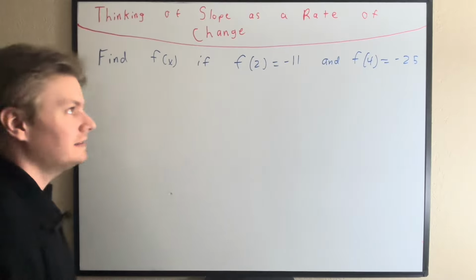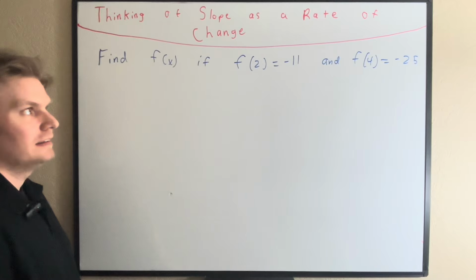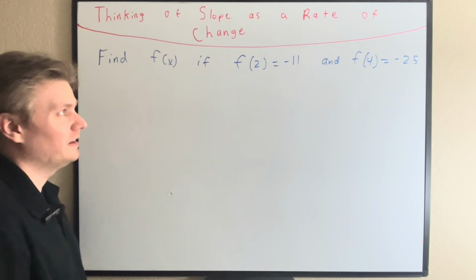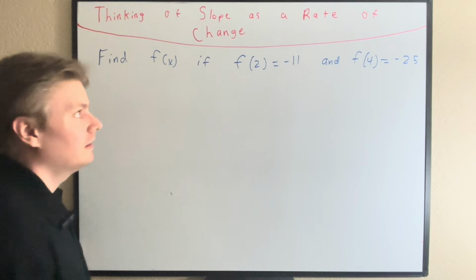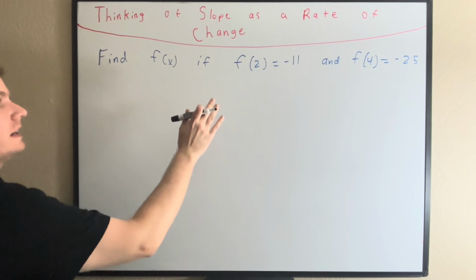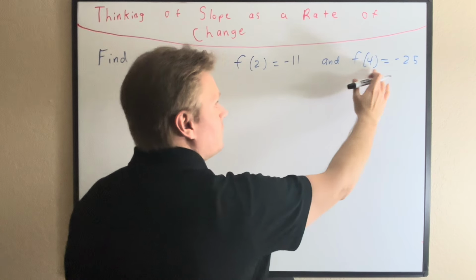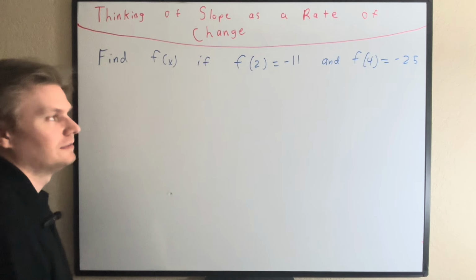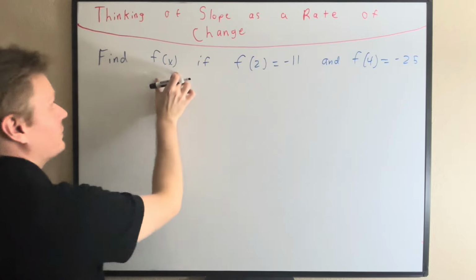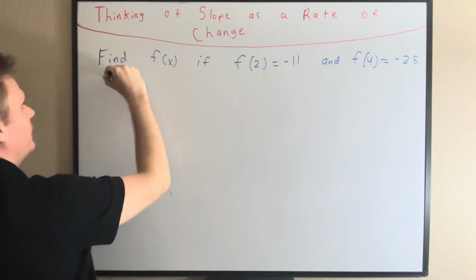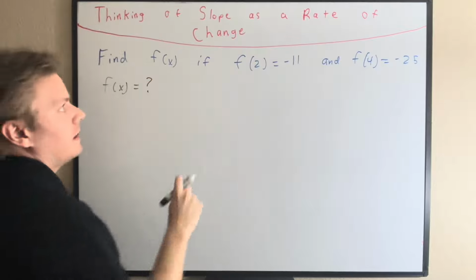All right, here, let's take it a little step further, and we're going to give ourselves some fancy wording for pretty much the same thing we just did. All right, find f of x if f of 2 equals negative 11 and f of 4 equals negative 25. Well, what does that mean? Well, we know there's a function f of x that we're trying to find. So f of x equals question mark.